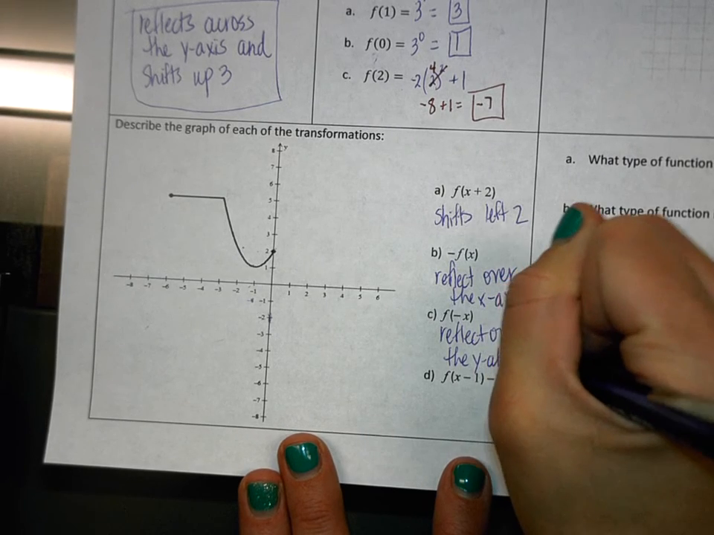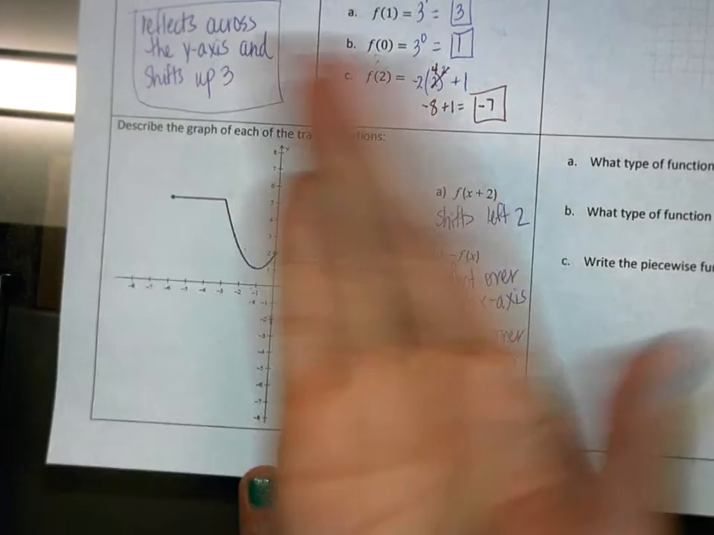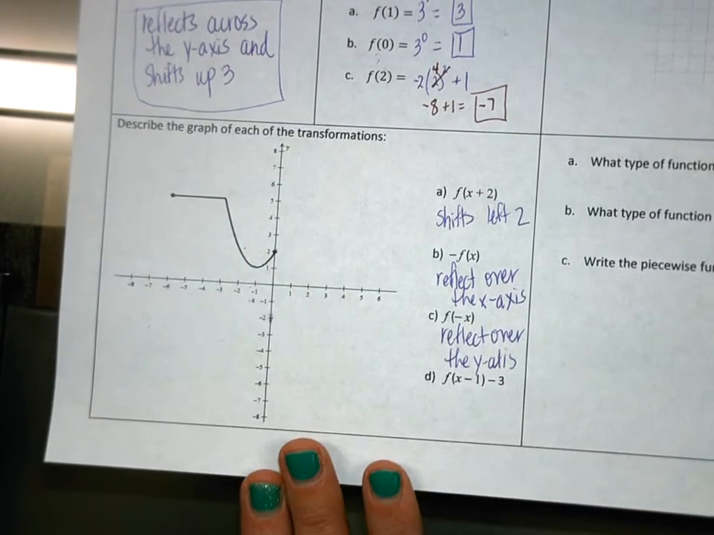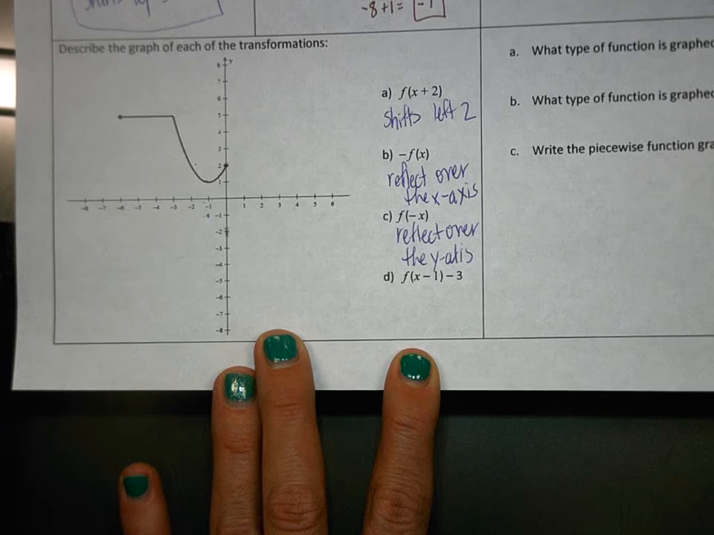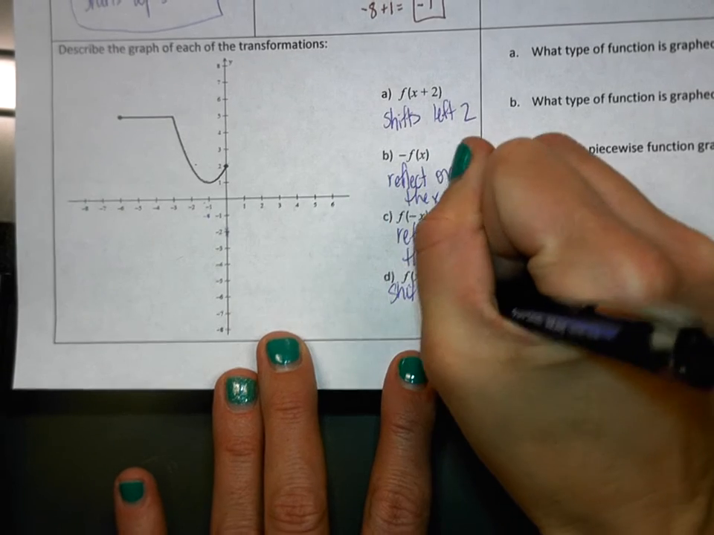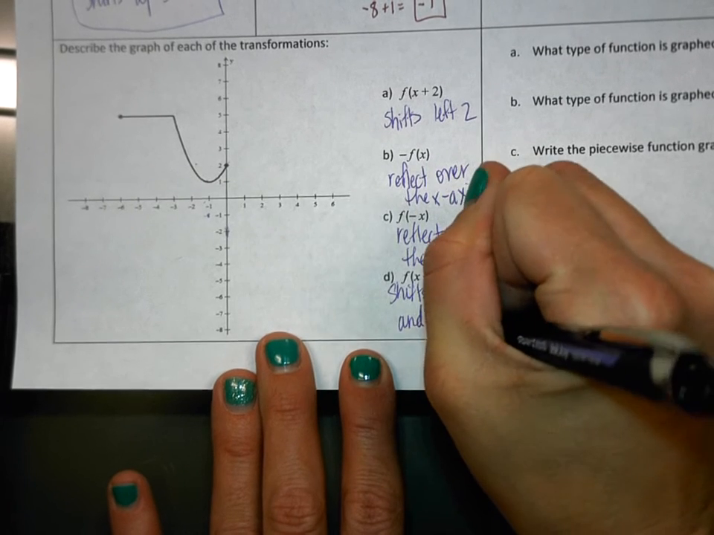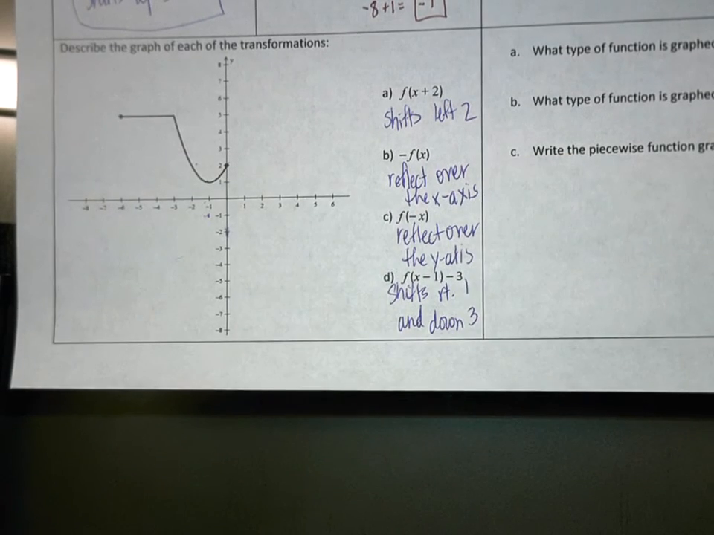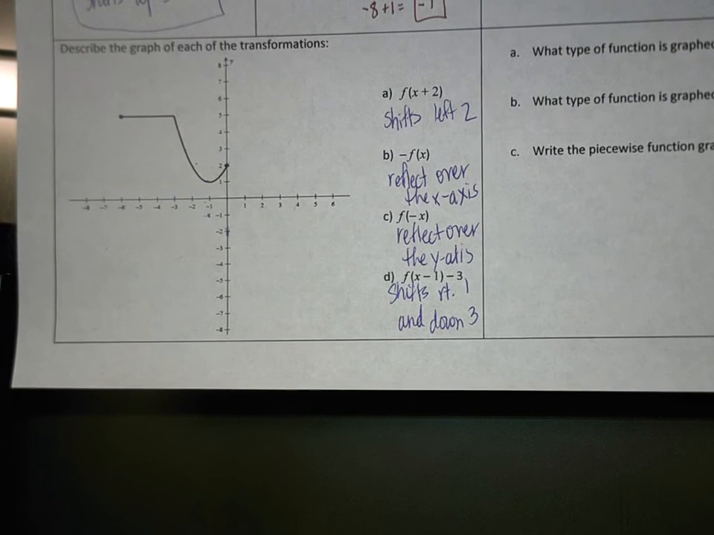And so this one, we'd take that graph and it would flip over to that side, right? Over the y. And the last one, what happens? Shifts right 1, down 3. Good. Shifts right 1 and down 3. Okay, do we have questions on this one? Is this coming back to everybody? Yes? We're good?